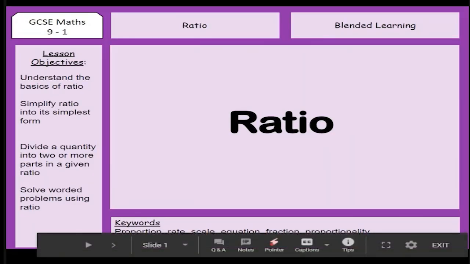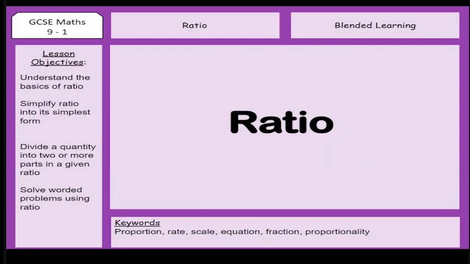Hello everybody. Today we're going to talk about ratio. That's how ratio is formed, what ratio is, and some examples, and how to answer ratio questions.